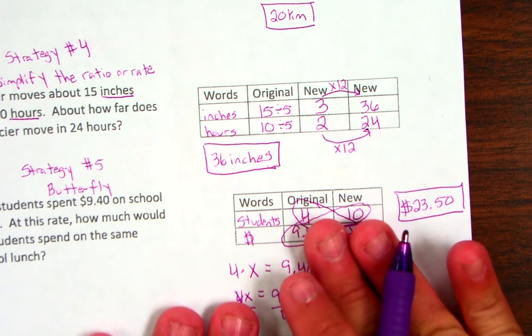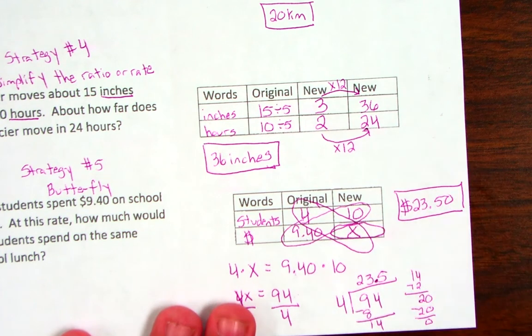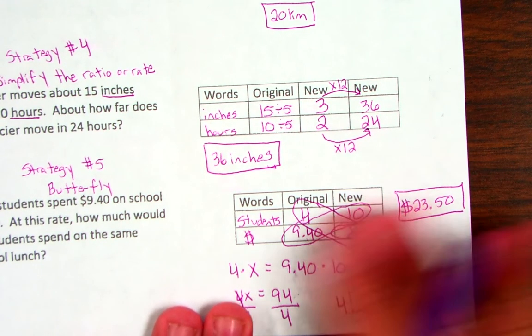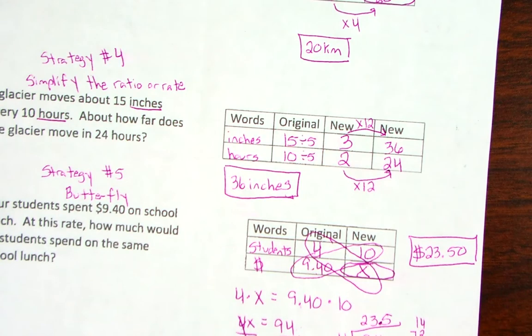In my honest opinion, I would keep the butterfly method for last. It's the most difficult one for most students. I would hold off on it.